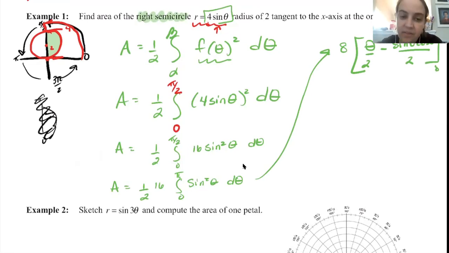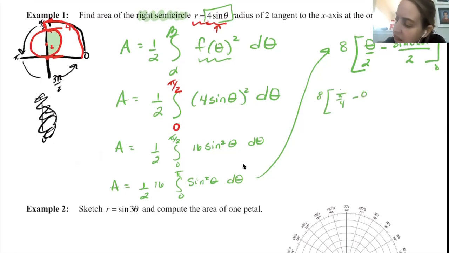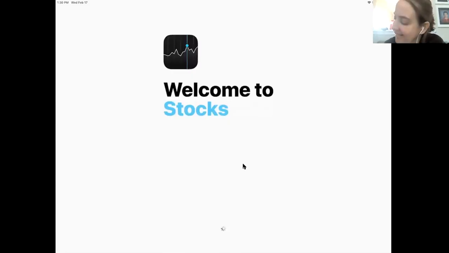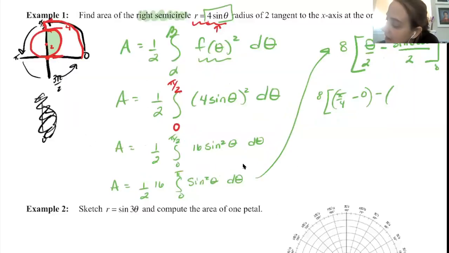So we have, how do I want to do this? Leave the 8 on the outside. This is pi over 4 minus, if I put a pi over 2 in for theta, cosine of pi over 2 is 0. So that's kind of handy. And then if I put in 0, well, this is 0, and then sine of 0 is 0. So this is 0. So we are left with 2 pi.